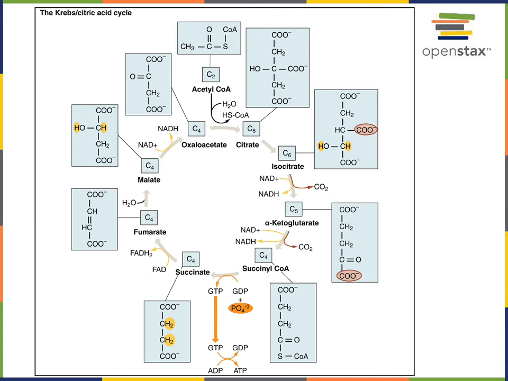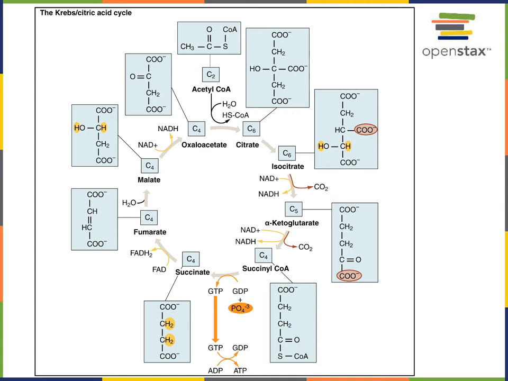Then the fourth step of the citric acid cycle is catalyzed by alpha-ketoglutarate dehydrogenase, which catalyzes the oxidation of alpha-ketoglutarate, forming succinyl-CoA, while NAD+ is reduced, forming NADH, and another carbon dioxide molecule is produced. Notice at this step, two carbon dioxide molecules have been generated in the citric acid cycle, corresponding to the two carbon atoms that entered the citric acid cycle as acetyl-CoA.